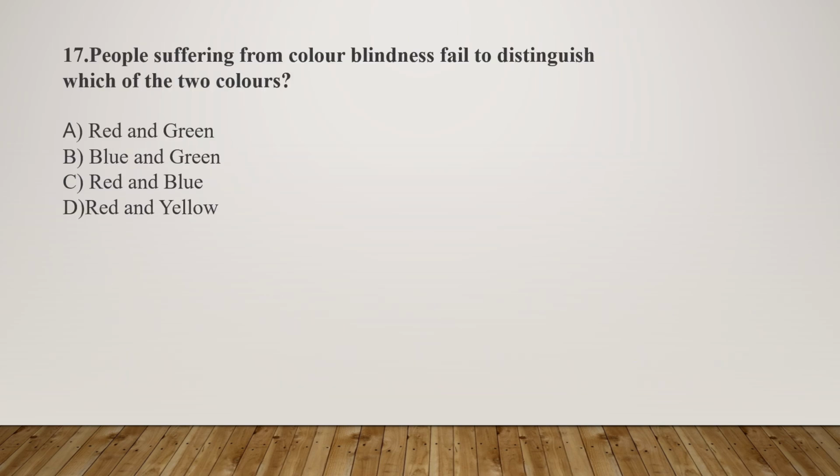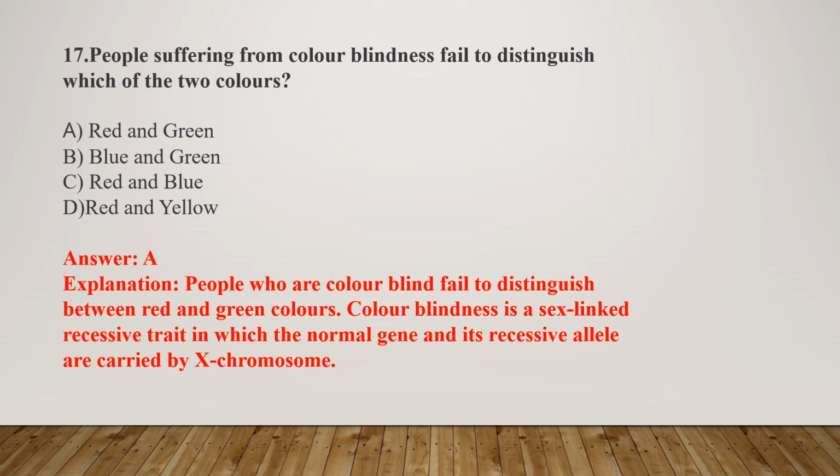People suffering from color blindness fail to distinguish which of these two colors: red and green, blue and green, red and blue, or red and yellow? The answer is red and green. People who are colorblind fail to distinguish between red and green colors. Color blindness is a sex-linked recessive trait in which the normal gene and its recessive alleles are carried by the X chromosome.